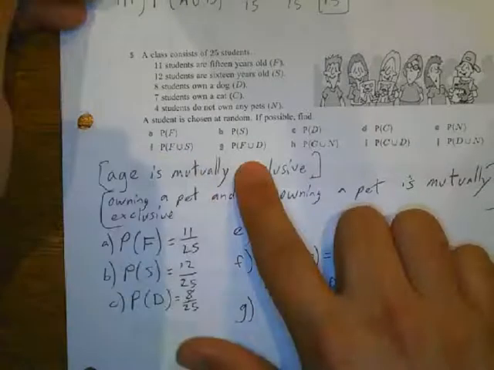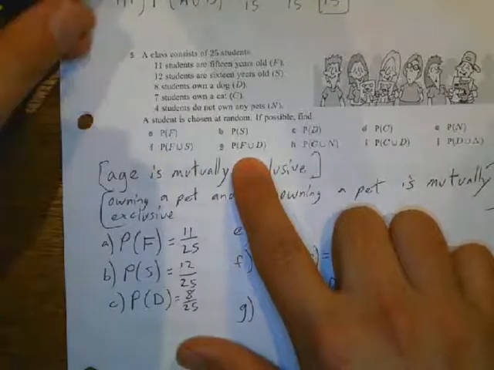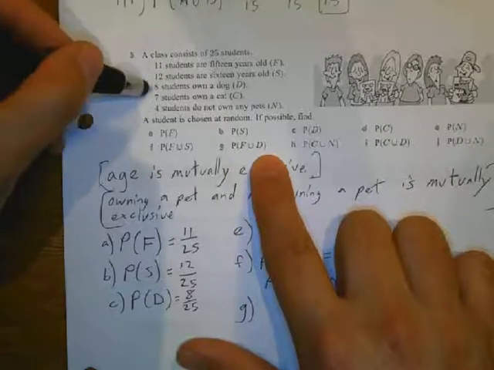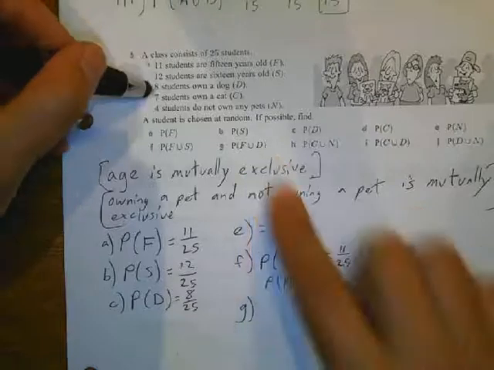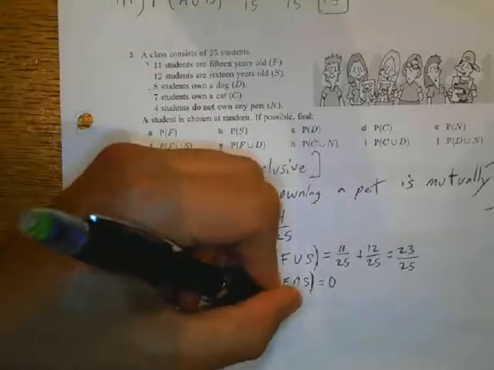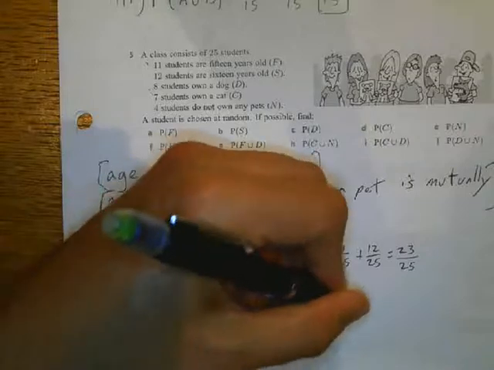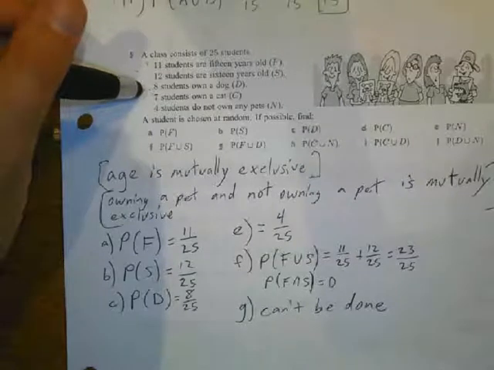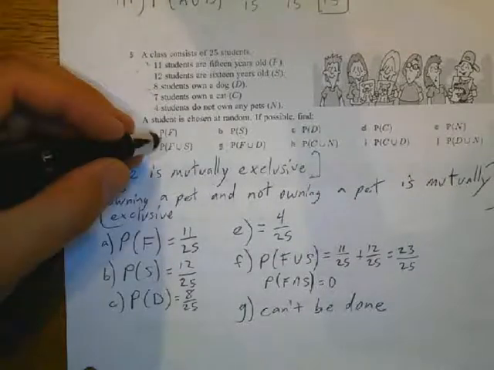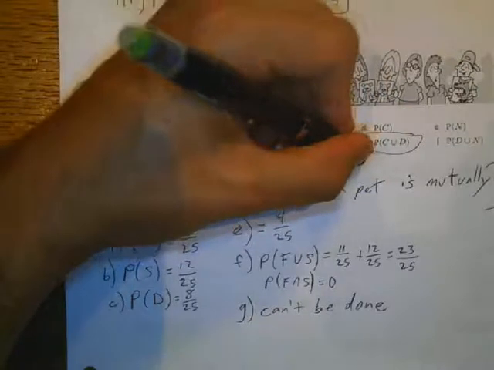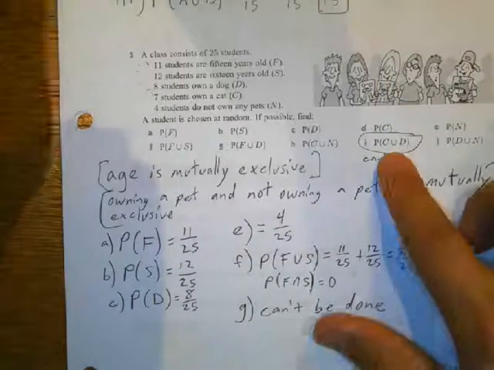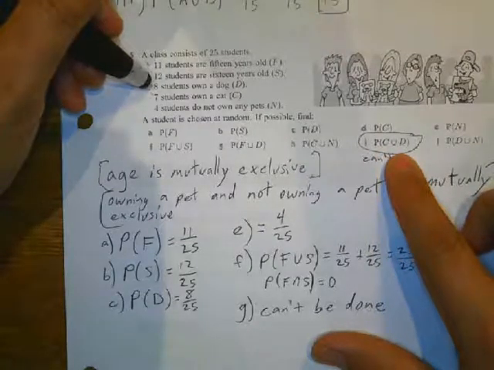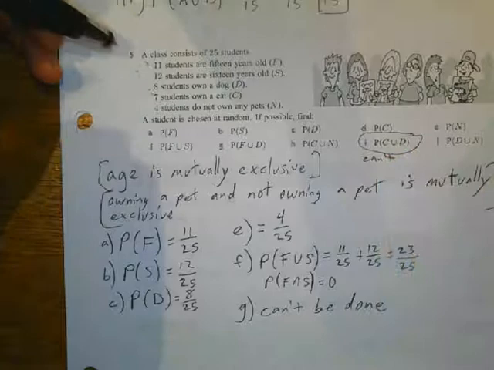Okay. Question G. What's the union of 15-year-olds and dog owners? We don't know how many 15-year-olds have dogs, so this one can't be done, because we don't know how many 15-year-olds have dogs. The same thing with this one here, it can't be done. We don't know how many cat owners and dog owners own both, so we can't do that one.